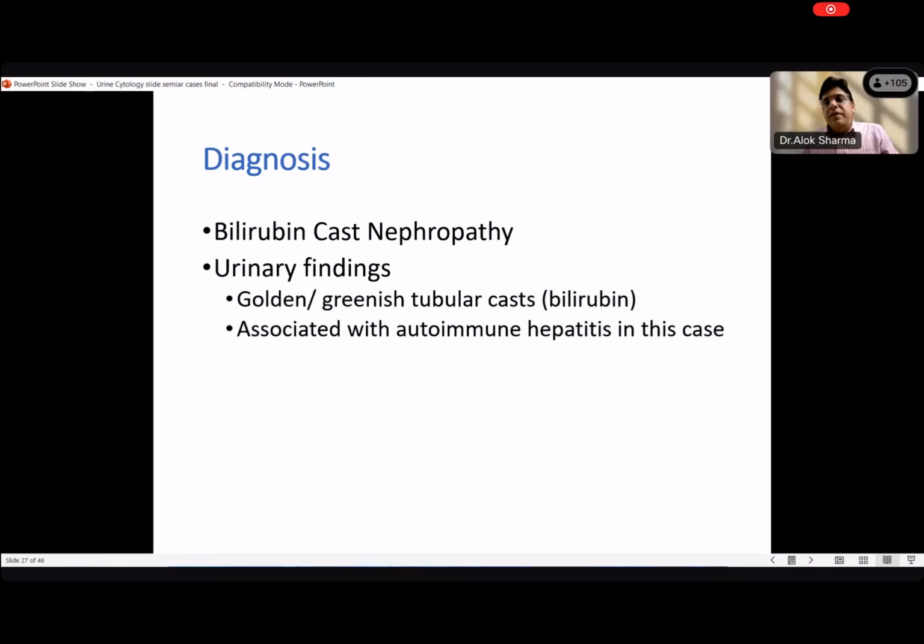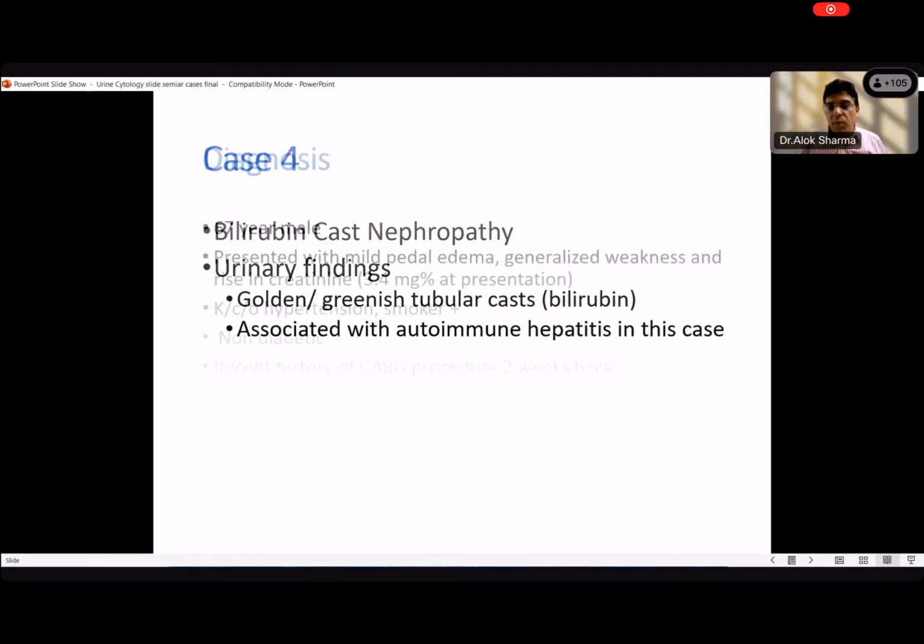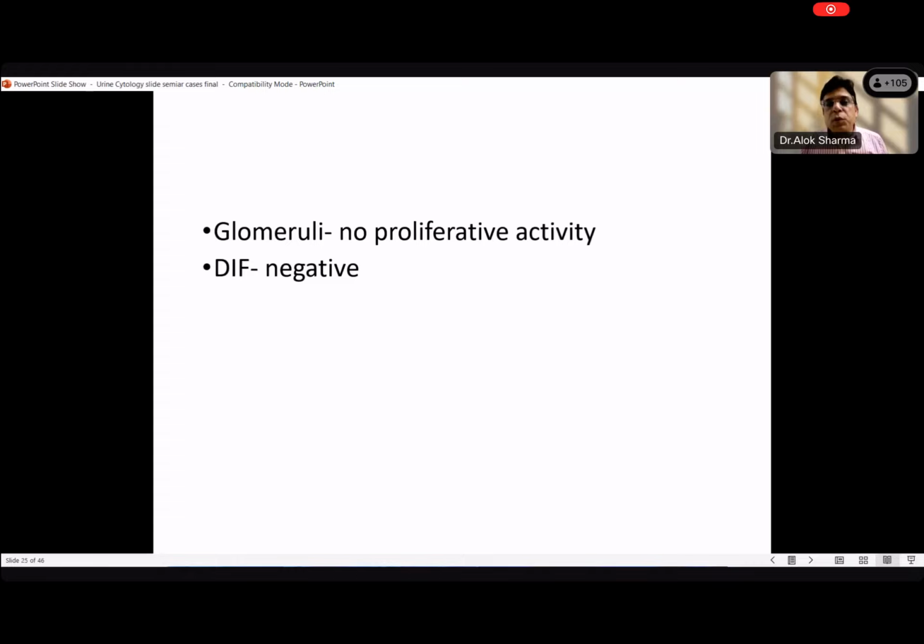Perfect, no problem. See, the patient has SLE, that is for sure, and also has bilirubin casts in the urine. So he has a bilirubin cast nephropathy. Look at the previous slide. The glomeruli are not showing any proliferative activity, and DIF is negative. So by definition, there is no lupus nephritis per se.